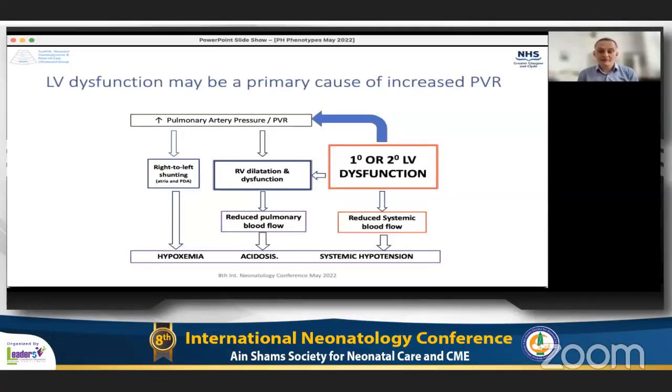A really important consideration, however, is that left ventricular dysfunction itself, whether primary or secondary, may also contribute to increased pulmonary artery pressure and the clinical picture of PPHN. And that's because if there's left ventricular dysfunction and increased left ventricular diastolic and left atrial pressures, that will in turn lead to increased pulmonary venous pressure and the post-capillary increase in pulmonary artery pressure. And that may be really important when we think about how we treat these patients. And we'll use some cases to illustrate that later on.